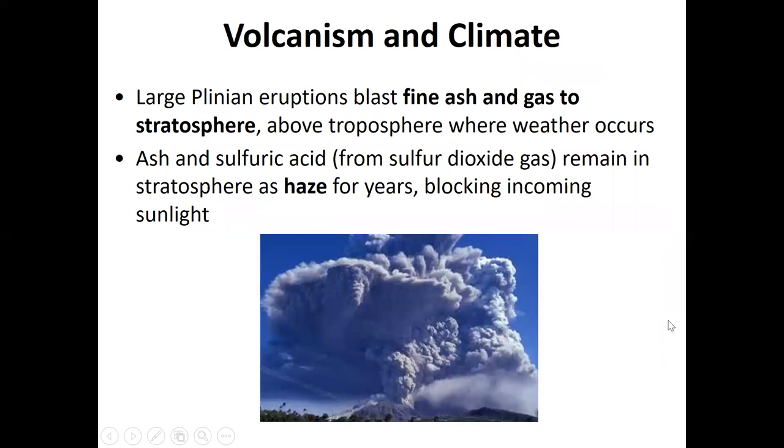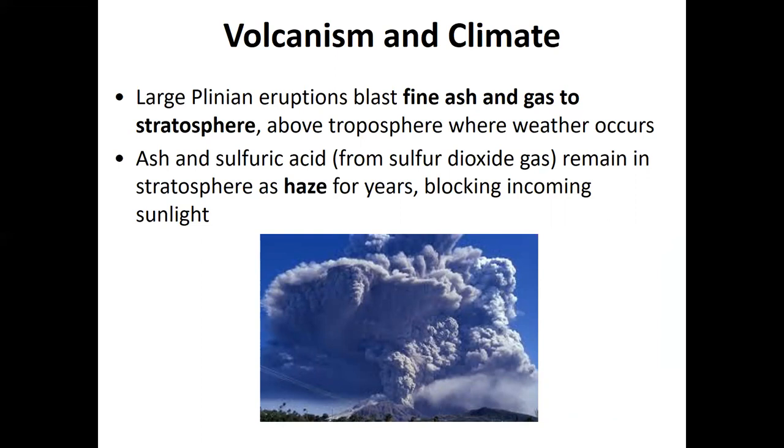There have been blips in the general trend due to volcanism. Large Plinian eruptions blast fine ash and gas into the stratosphere, which is above the troposphere where weather occurs. The ash and sulfuric acid, sulfur dioxide that the volcanoes release, remain in the stratosphere as a haze for years, blocking incoming sunlight and resulting in a cooling of the climate.